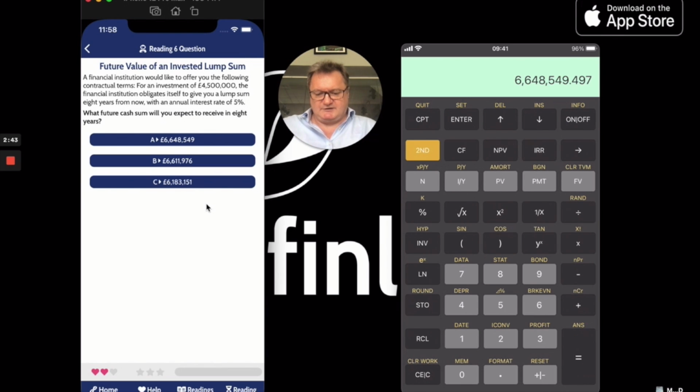Now let's do the financial calculator way. So let's do second, clear TVM. N, what is N? 8 is N. And the I/Y is 5. And the PV is 4.5 million. There's no payments, not an annuity, so the payment is 0. And let's compute the FV.